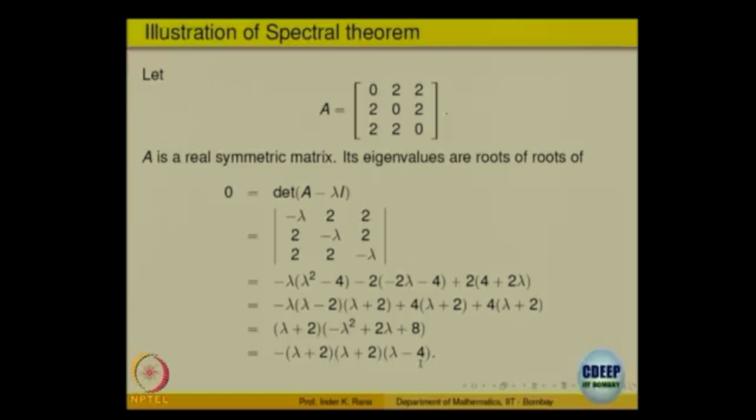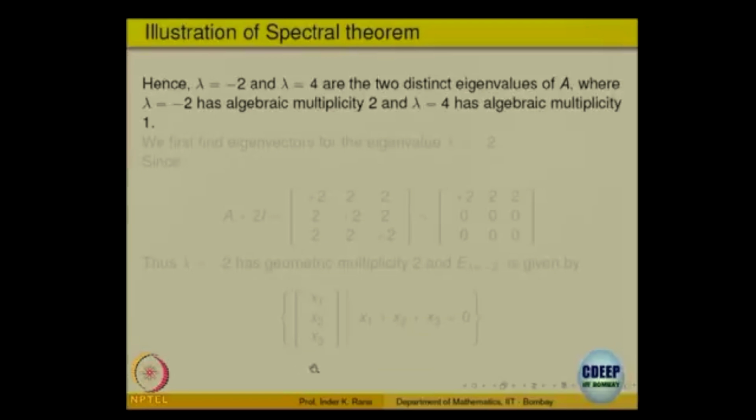So for lambda equal to 4 there is not going to be a problem, because there is an eigenvalue lambda equal to 4, and we can find an eigenvector corresponding to it, right. The only work to be done is for lambda equal to minus 2, right. So let us compute that. The algebraic multiplicity of lambda equal to minus 2 is 2 and of lambda equal to 4 is 1. So let us look at the eigenvectors for the eigenvalue lambda equal to minus 2.